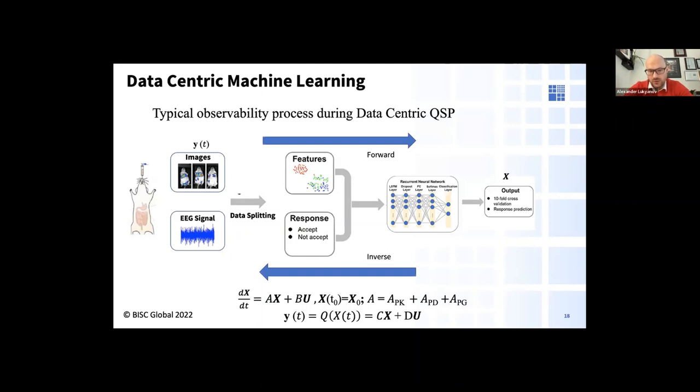That's what I call the forward machine learning model, which tries to shrink all the big data related to images and other time series, or it could be a signal, into something which directly participates in the PKPD model. The bottom line, we want to check whether the system is controllable and observable. For that reason, we need to invert the neural network we built and then check the criteria I mentioned in the previous slide.